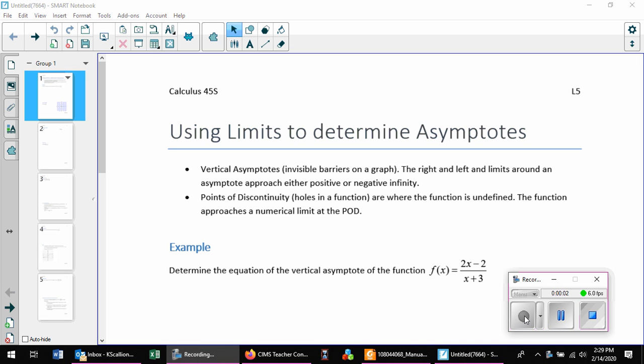Hi. So you guys know how to do this with the rules from grade 12, right? If you cancel it out, it's a POD. If it's a non-permissible value on the bottom, it's an asymptote, right? So you can always use your grade 12 rules from pre-cal and check, but we're going to use limits to prove this. Okay? So I'm going to ask you to use limits to prove it. So determine the equation of the vertical asymptote of the function.